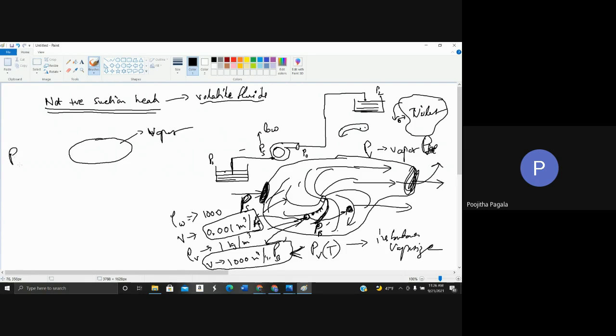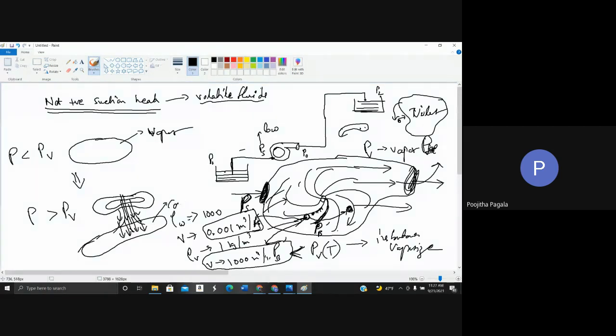This is at a condition P less than PV. As soon as it goes to a condition where P is greater than PV, something happens to it. It forms into a donut shape, and there is a high pressure liquid water jet which flows through it. Whenever you have any metal object right next to it, it strikes the metal object with such great force and velocity that it gets corroded. So you want to prevent this at all costs.